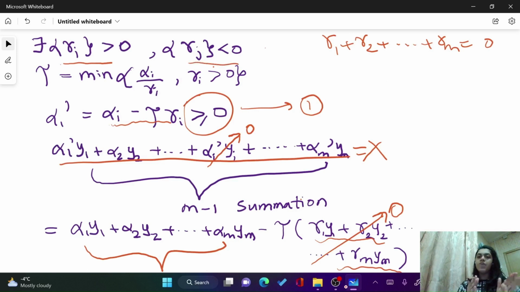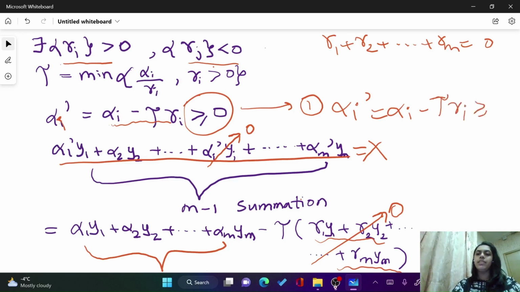Let's define a tau such that it is the minimum of alpha i upon gamma i, where gamma i is of course greater than 0. Basically, alpha i dash is equal to alpha i minus tau gamma i, which is greater than or equal to 0. Why is this sign important, greater than or equal to 0? Because in the end, when we finally prove it, we'll need such a scalar multiplier to be greater than or equal to 0, as the property of the convex hull. So for that, it has to be greater than or equal to 0.